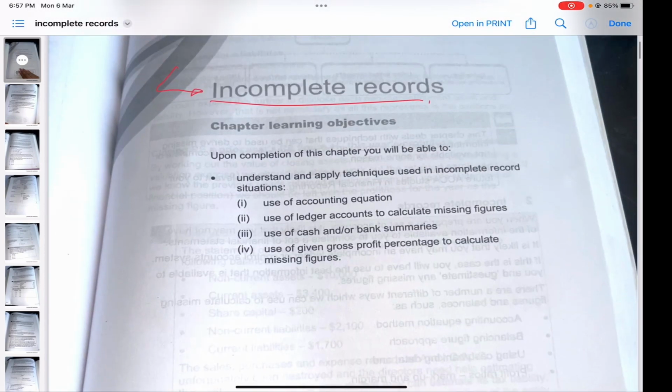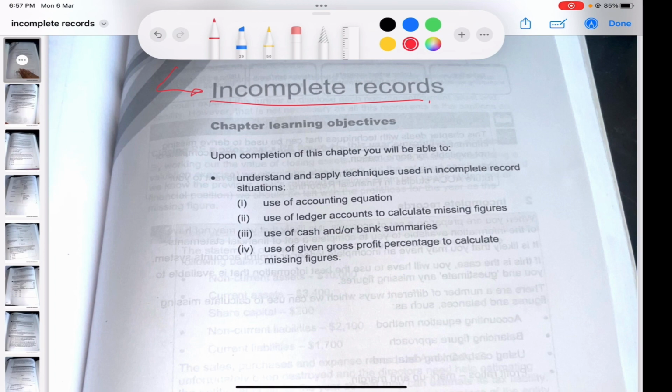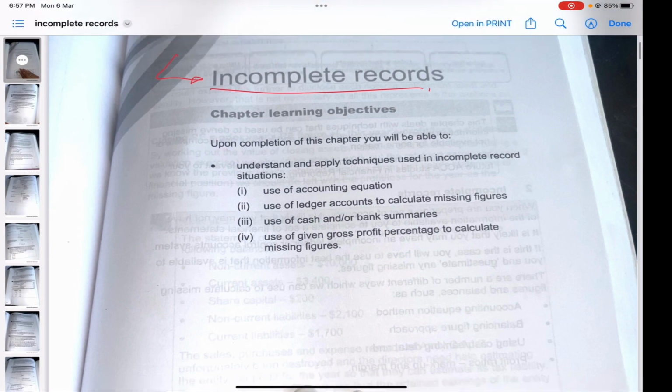What do you understand by incomplete records? You make a ledger account and you find the missing figure's value. We have been doing this throughout the course anyway, right? So that's what we are going to do.